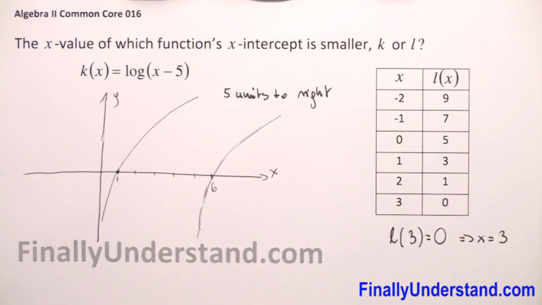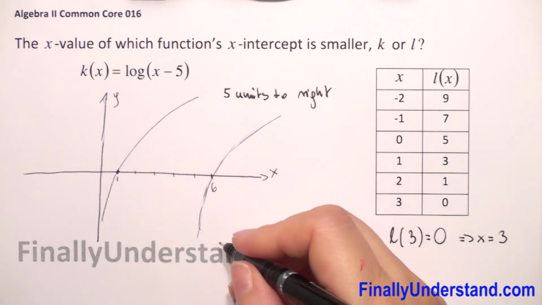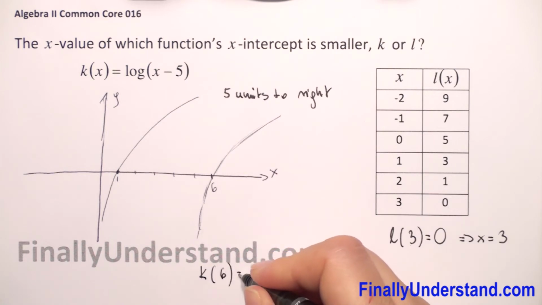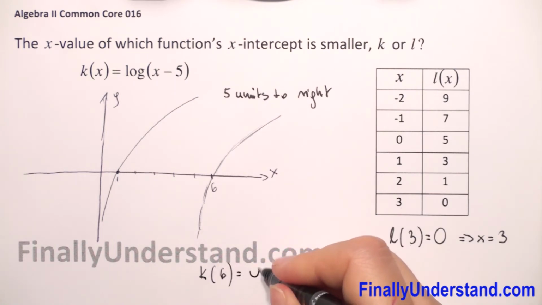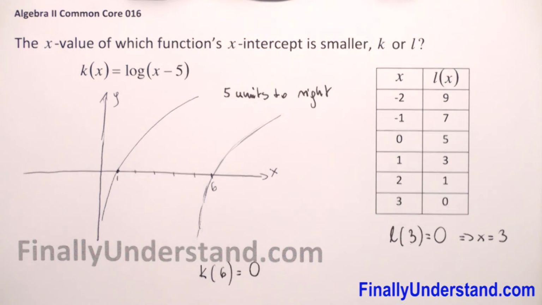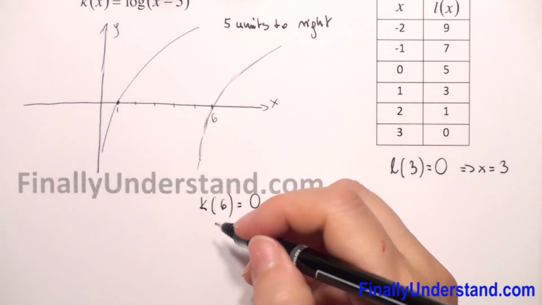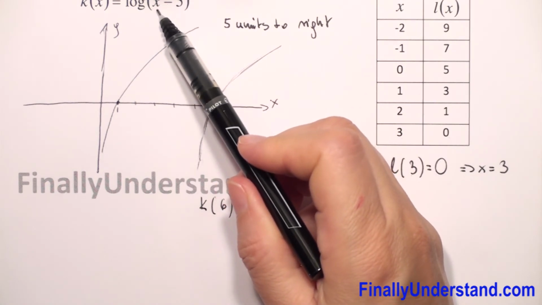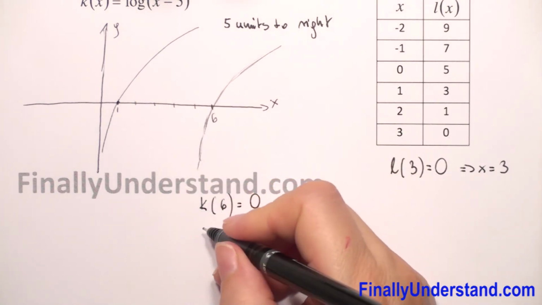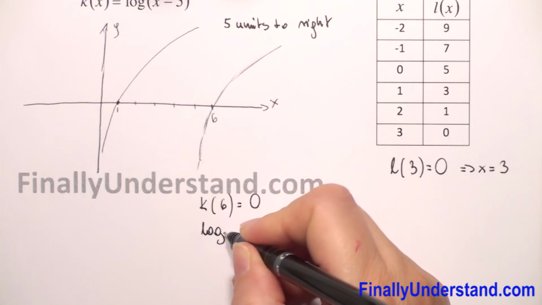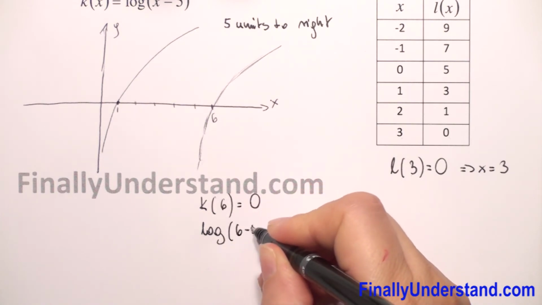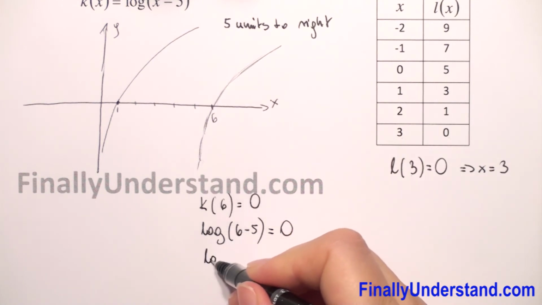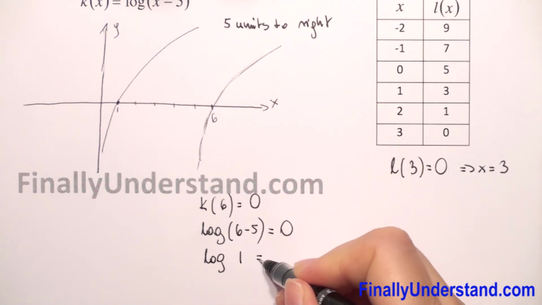And we see that k of 6 is equal to 0. Let's check. We substitute x by 6 into our formula. So we have log of 6 minus 5 equals 0. So log of 1 is equal to 0.